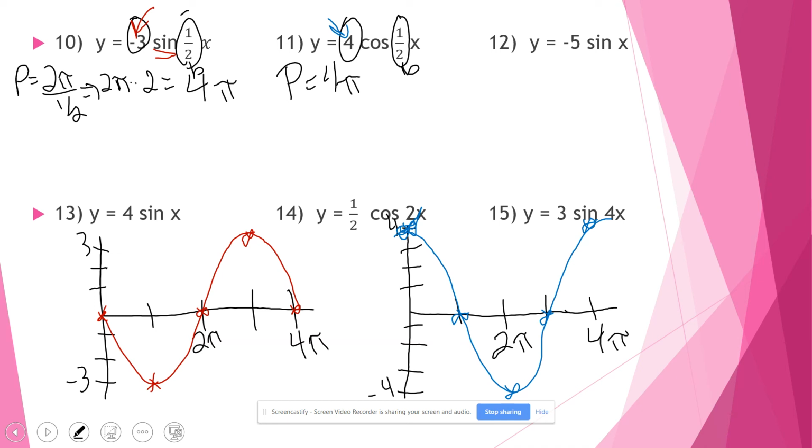All right, so part of your homework points for tomorrow or Friday will be number 12, number 14, and number 15.